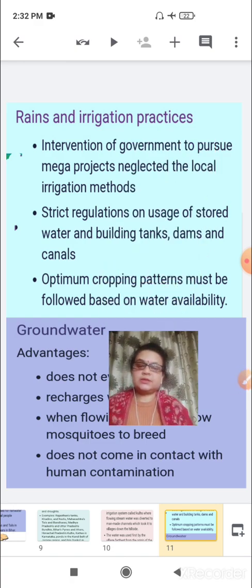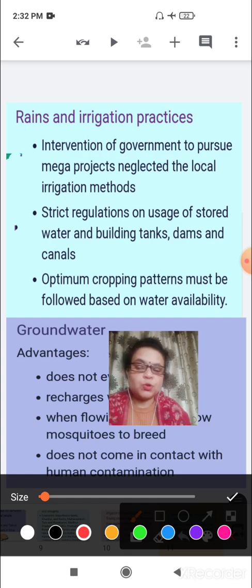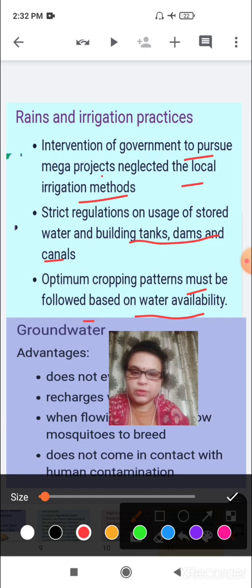There are some rain and irrigation practices. In these we will come to know about topics like intervention of governments to pursue mega projects, which neglected the local irrigation methods, and strict regulations on usage of stored water and on building tanks, dams and canals. So these were the problems raised. Optimum cropping patterns must be followed based on water availability only. These were the practices and guidelines given.